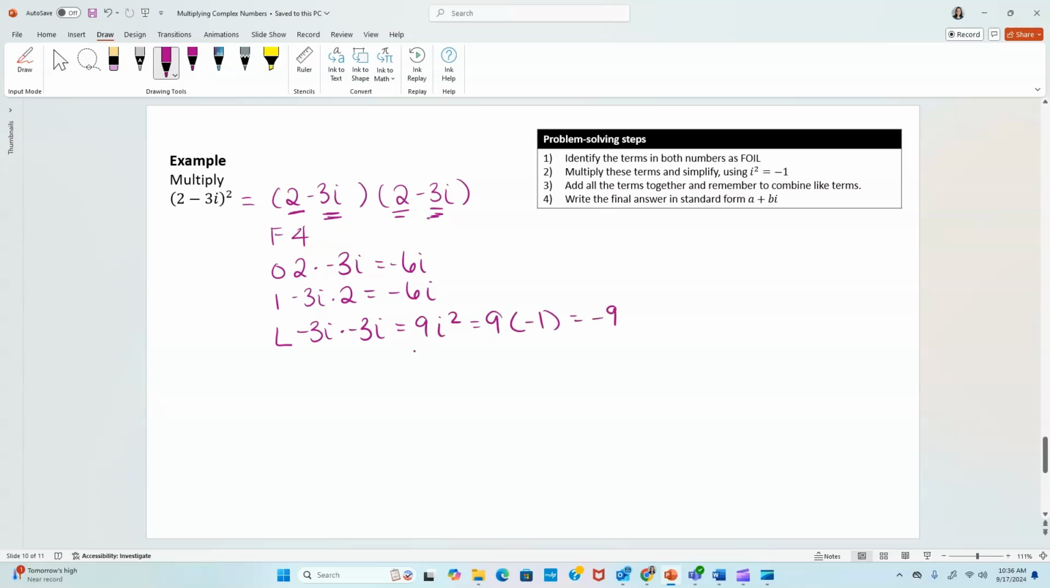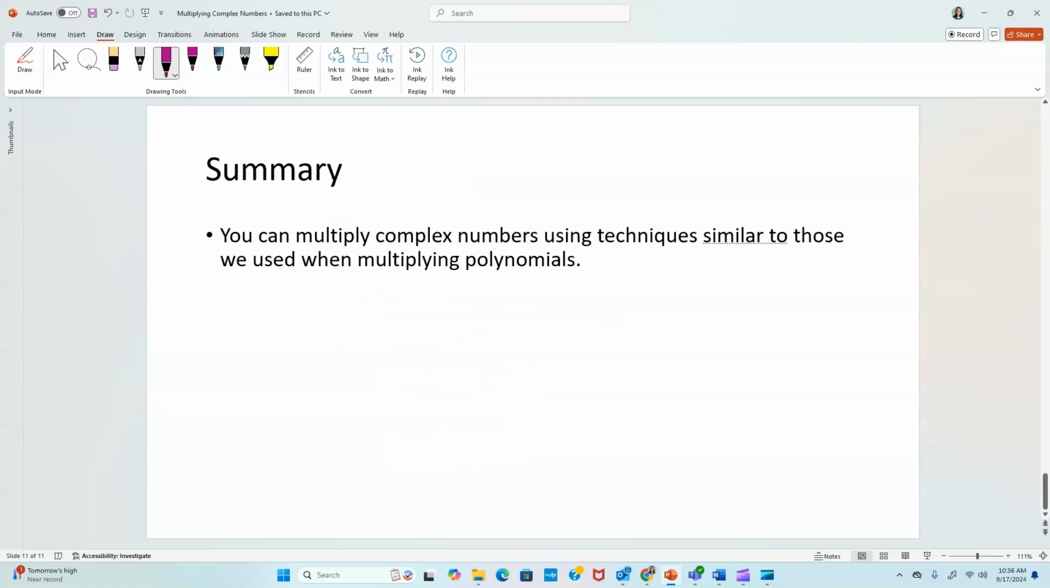Let's add up all our terms: 4 minus 6i minus 6i minus 9. 4 minus 9 is -5, and minus 6i minus 6i is minus 12i. So -5 minus 12i is the final answer. Remember, you can multiply complex numbers using techniques similar to those we used when multiplying polynomials.